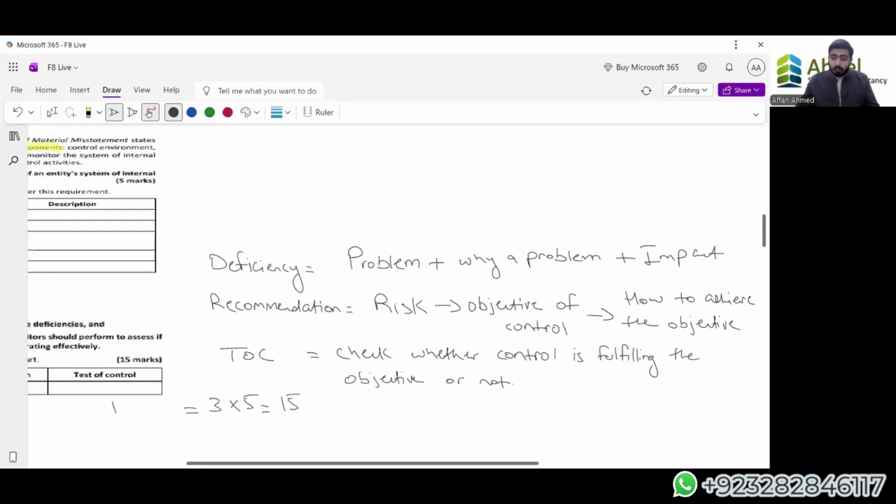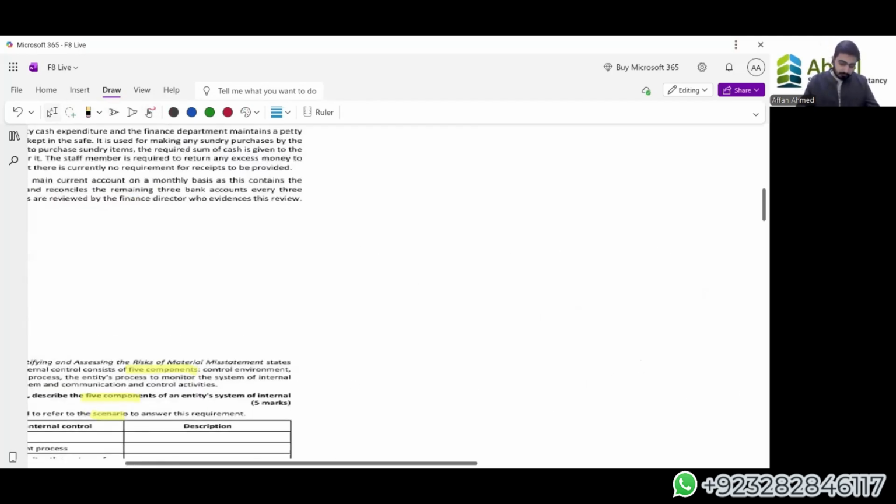So this will give you a very good pattern of writing the answer. If you adopt this, it will be very beneficial for you. So now let's go towards the passage and read the passage.